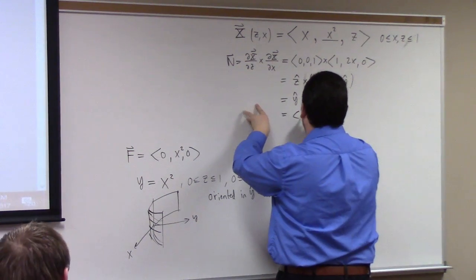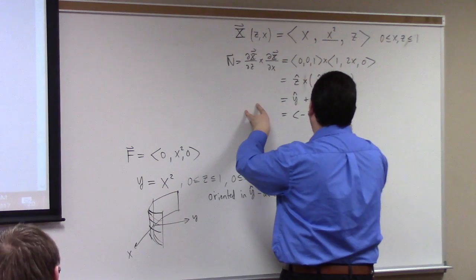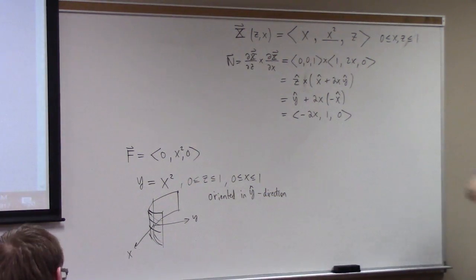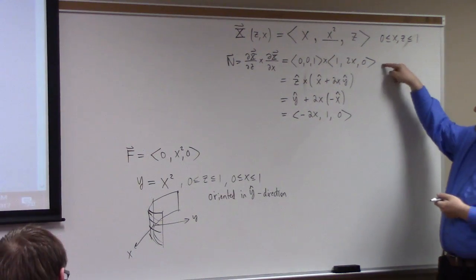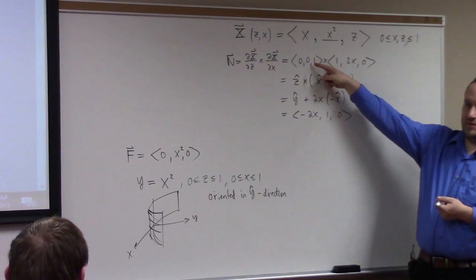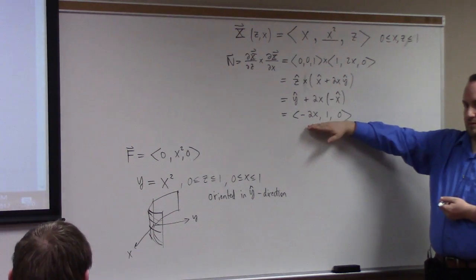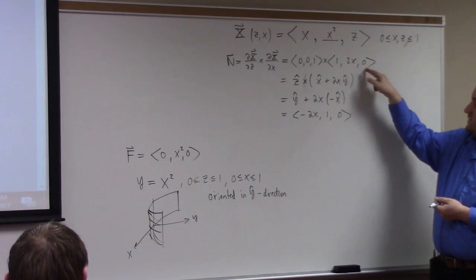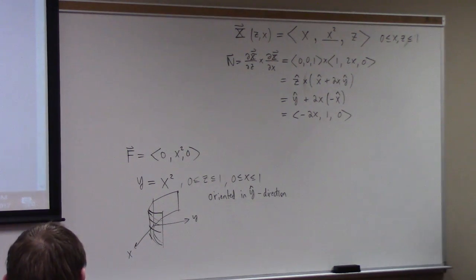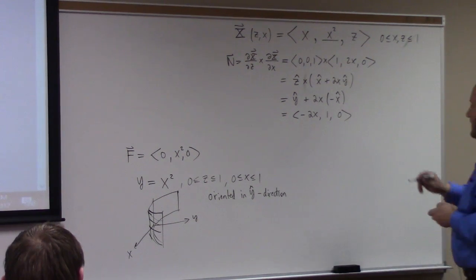Or, in other words, this is minus 2x, comma 1, comma 0. Now, as a check, you should check that the normal vector field is actually perpendicular to both of the partial velocities. Is it? Perpendicular to 0, 0, 1. Good. The dot product of 1, 2x, 0 with minus 2x, 1, 0 is also 0. That's a good check if we calculated the cross product correctly. So there you go. That's my normal vector field.